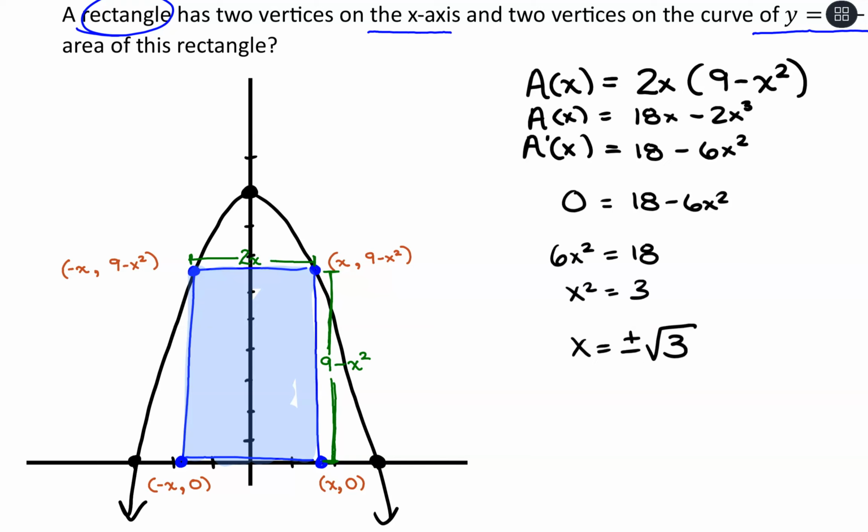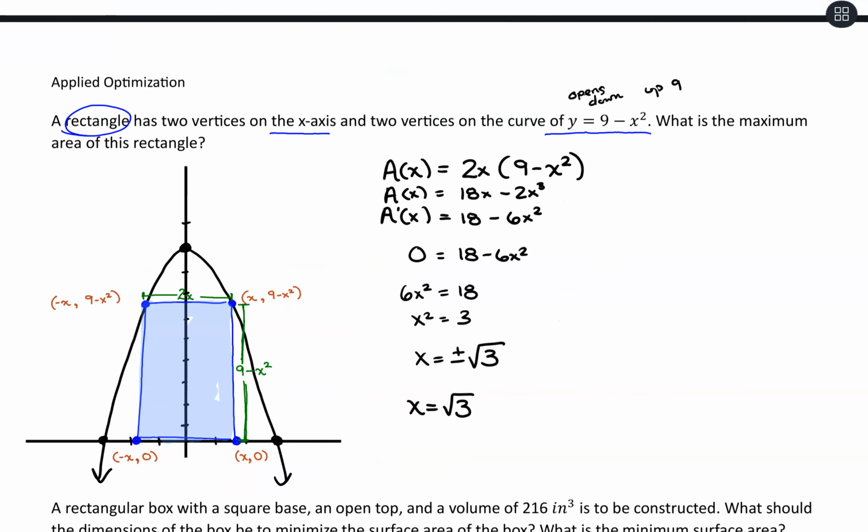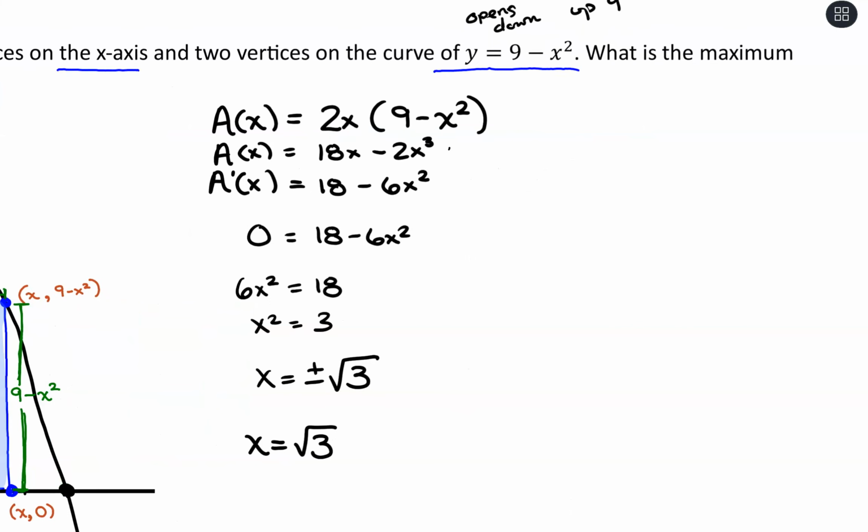And we could just talk about x in terms of a positive value here, since it all kind of goes together. So let's go ahead with saying x is a positive root 3. And then returning to our question, they want to know what is the maximum area of this rectangle. So what I'm going to do is go back to my area function and now plug in this value of x equals root 3. So it's going to be 18 times root 3 minus 2 and then root 3 cubed.